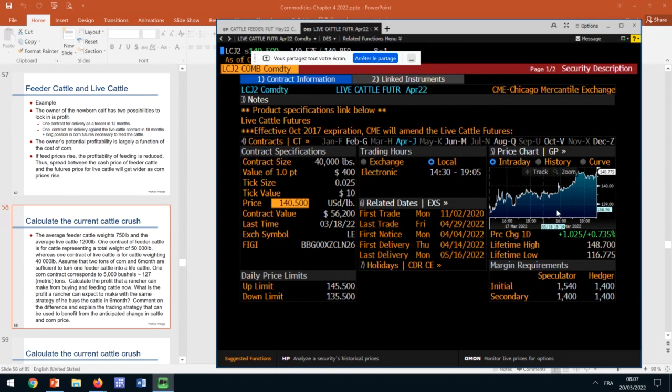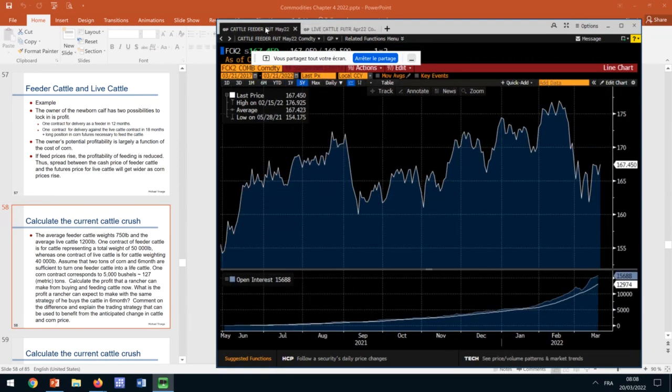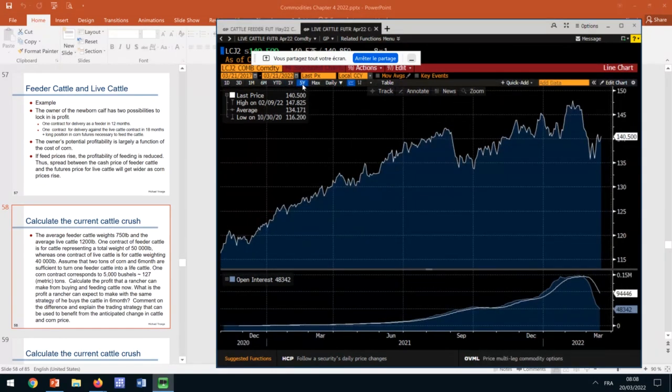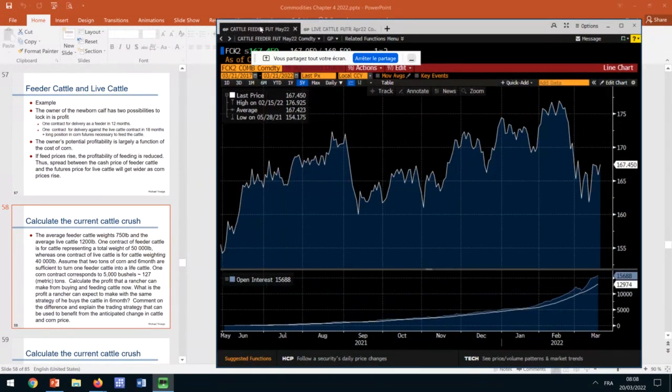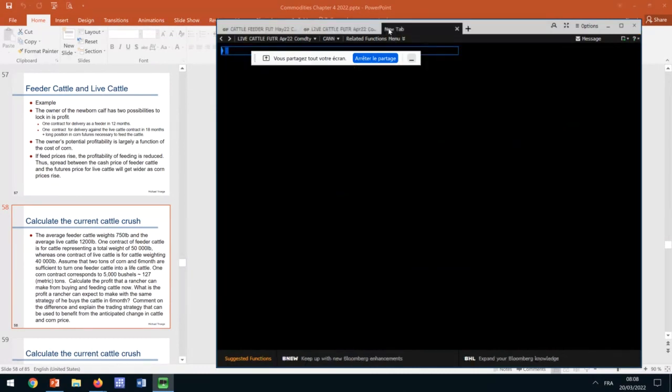We can look also at the price evolution. Yeah, this one has been going up quite a bit. So it's interesting that this is a 5-year graph and this is the 1-year graph. So let's put the 5-year graph as well. So live cattle have gone up quite a bit. Feeder cattle not so much. Interesting, huh? So why is that?